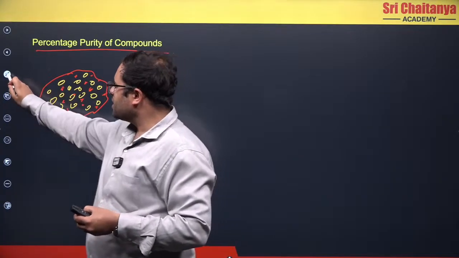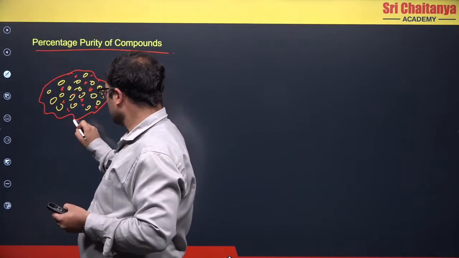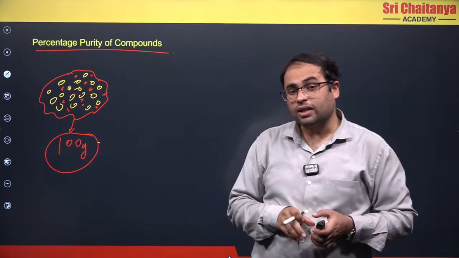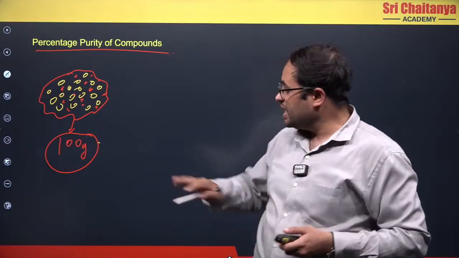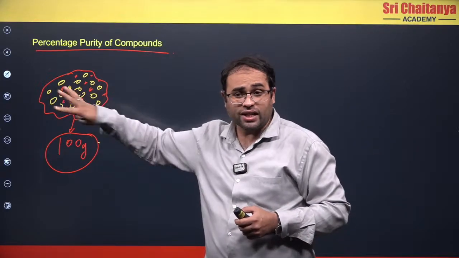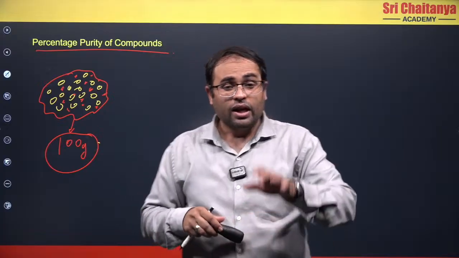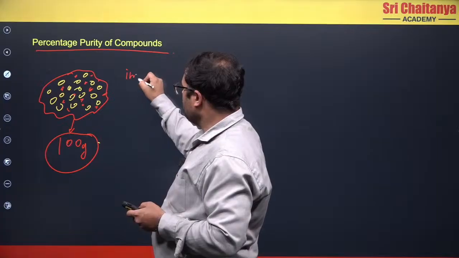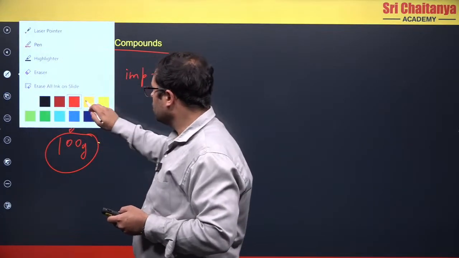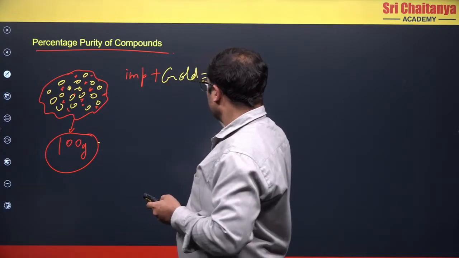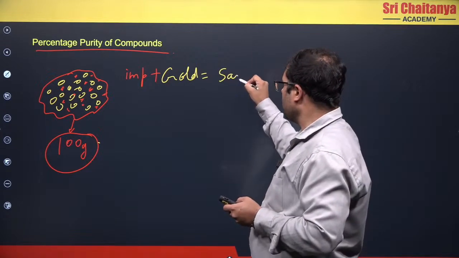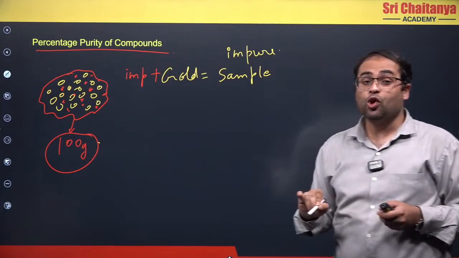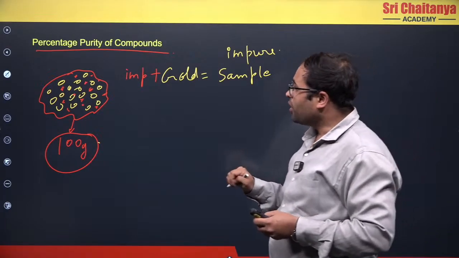Suppose this is the impurity. Now if the weight of this sample is around 100 grams, right? If the weight of the sample is 100 grams, so what do you think? Is this 100 grams the weight of the gold that is in this? No, right? This is the weight of your impurity plus gold, the weight of your sample. Now this sample I can call an impure sample. It's not a pure sample. Understand that, right?